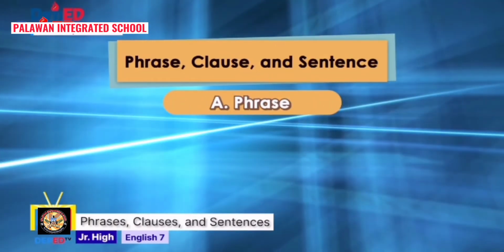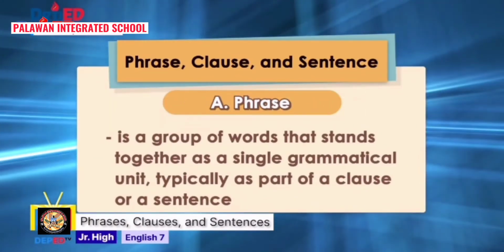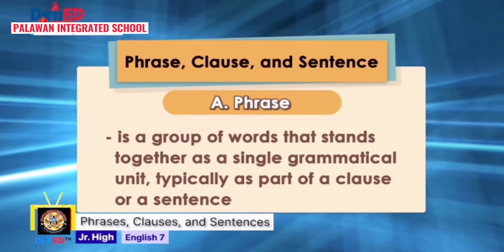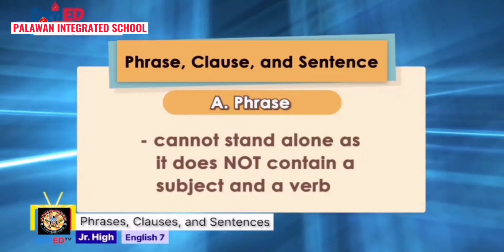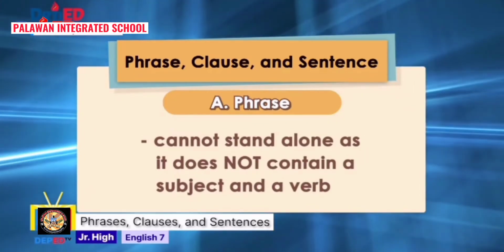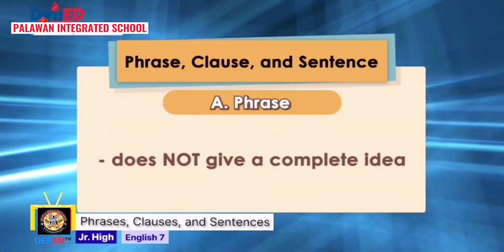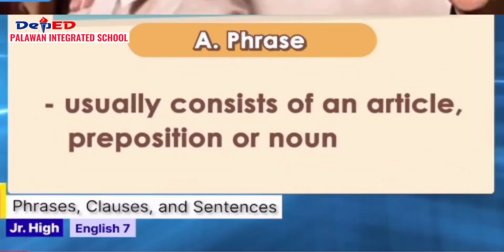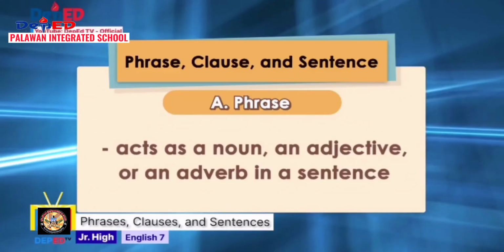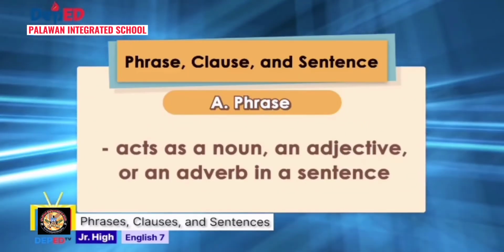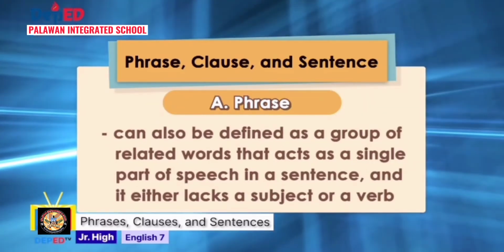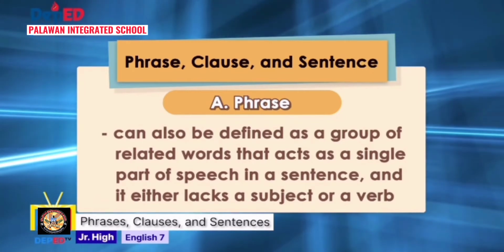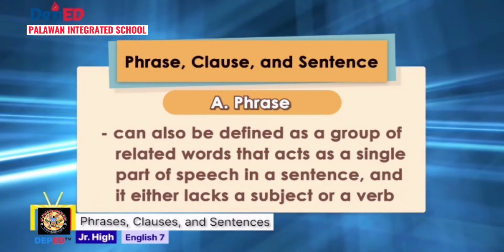A phrase is a group of words that stands together as a grammatical unit, typically as part of a clause or a sentence. It cannot stand alone as it does not contain a subject and a verb, and it does not give a complete idea. It usually consists of an article, preposition, or noun. It acts as a noun, an adjective, or an adverb in a sentence. So, it can also be defined as a group of related words that acts as a single part of speech in a sentence, and it either lacks a subject or a verb.